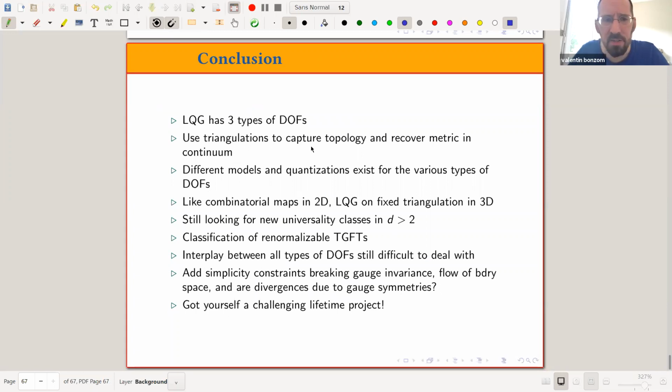I insisted quite a lot that loop quantum gravity had three types of degrees of freedom: spins, boundary triangulations, and bulk triangulations. And I insist, no, not triangulations, but bulk graphs and boundary graphs.